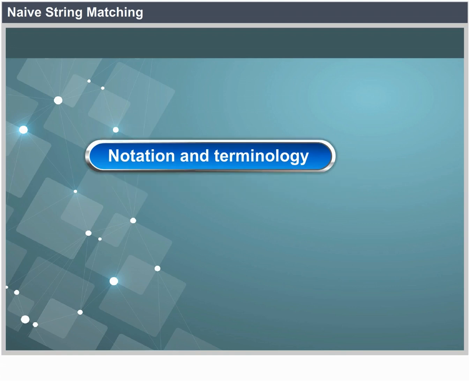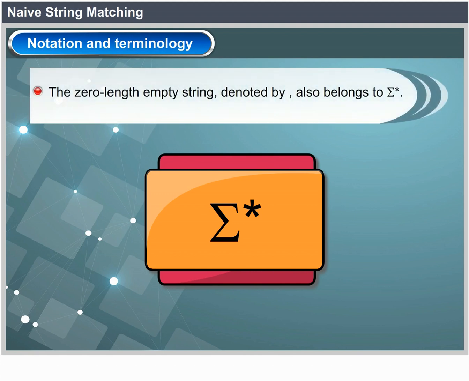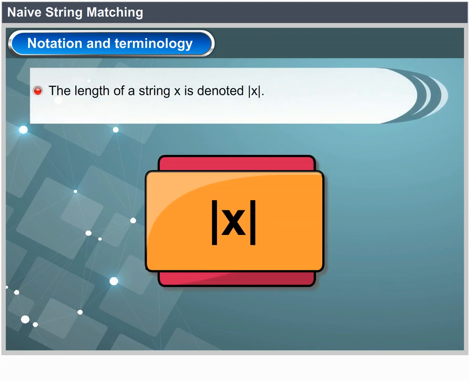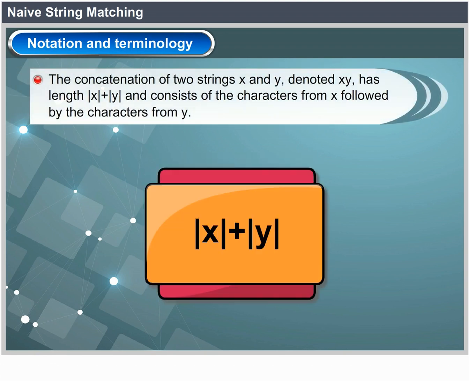The set of all finite length strings is denoted by the symbol sigma star. Here, consider only finite length strings formed using characters from the alphabet sigma. The zero length empty string, denoted by epsilon, also belongs to sigma star. The length of a string x is denoted modulus of x. The concatenation of two strings x and y, denoted xy, has length modulus of x plus modulus of y and consists of the characters from x followed by the characters from y.